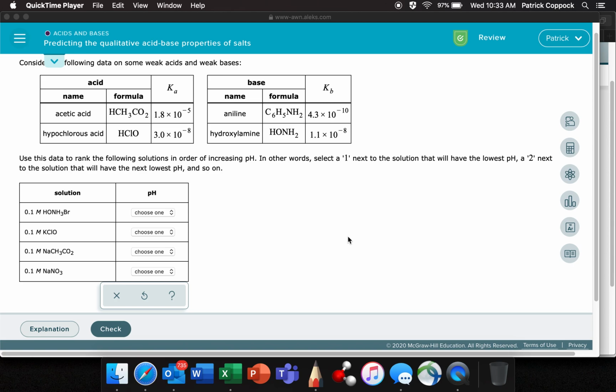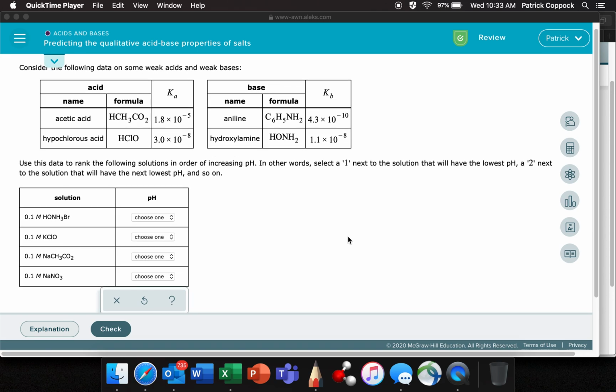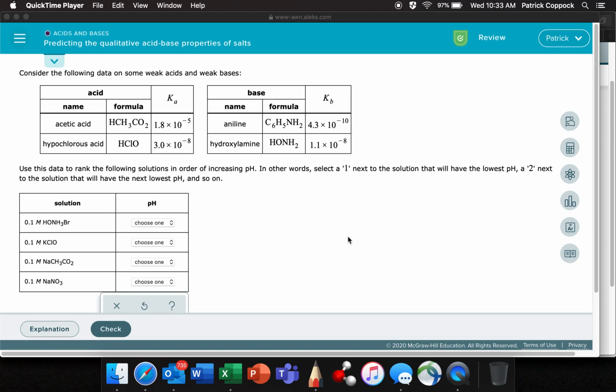Okay, so the topic that got the most blockage in the past couple days is this one, predicting the qualitative acid-base properties of salts. All right, so let's read the question and try to figure out what's going on. Consider the following data on some weak acids and bases right here.